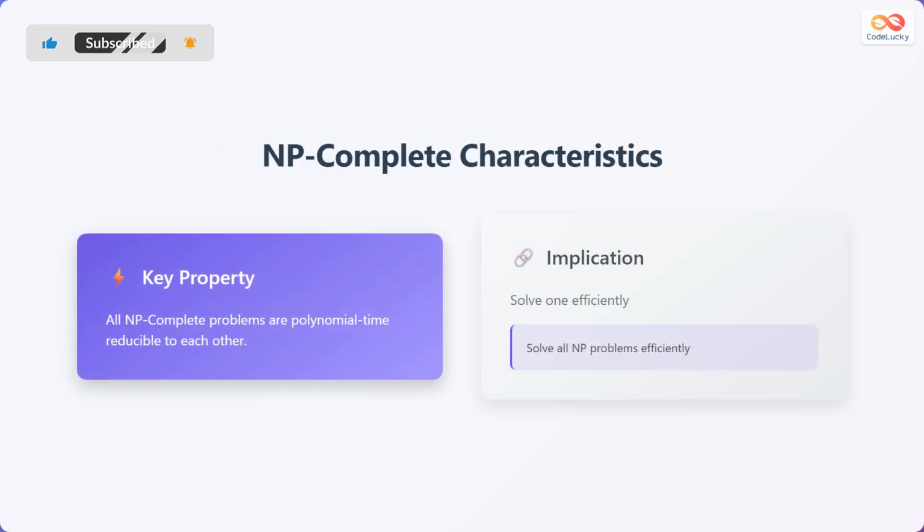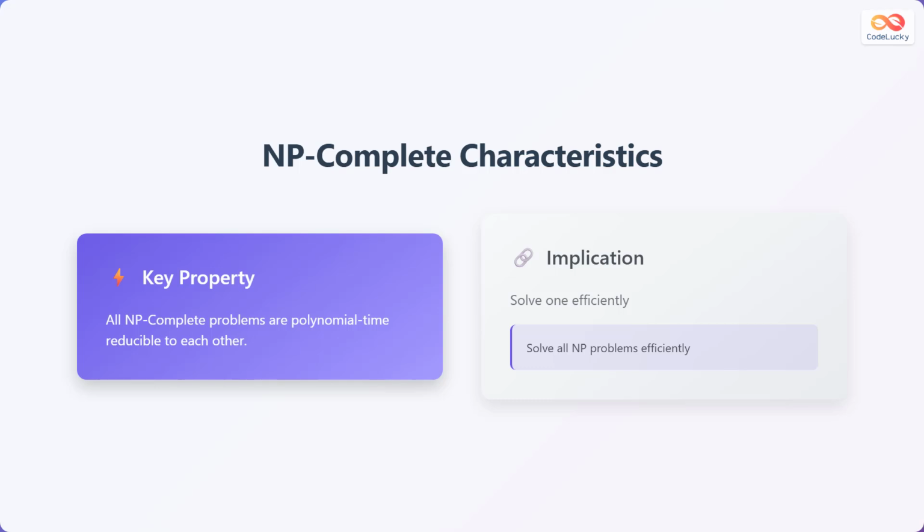Let's discuss the key characteristics of NP-complete problems. One of the key properties of NP-complete problems is that all NP-complete problems are polynomial time reducible to each other. This means that if you have a polynomial time algorithm to solve one NP-complete problem, you can transform any other NP-complete problem into an instance of that problem and solve it in polynomial time as well.